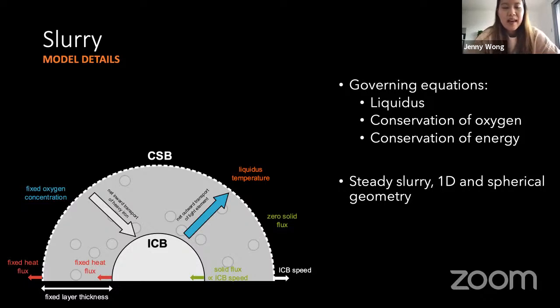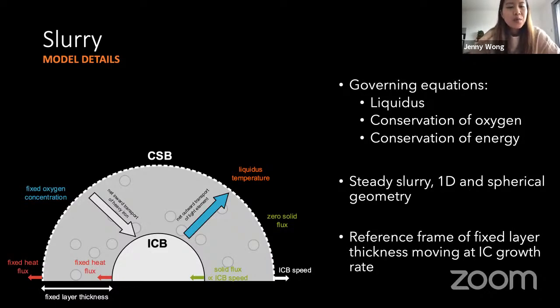So what I've done as a first step is to assume that I have a steady system. I'm in 1D and I'm solving these equations in a spherical geometry. And what's happening in my model is I have a growing inner core. So I solve this system in a moving reference frame that's moving at the same speed as the inner core growth rate. And this growth rate is also determined from my calculations too. It's not a fixed parameter, it's actually calculated as well.